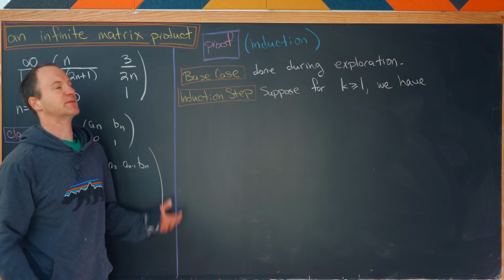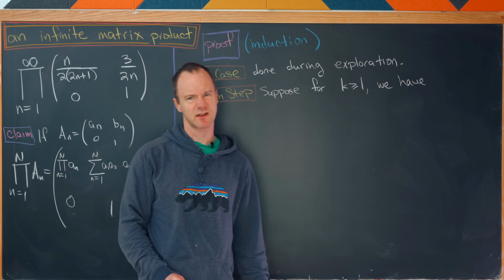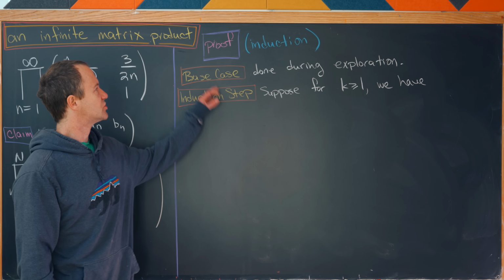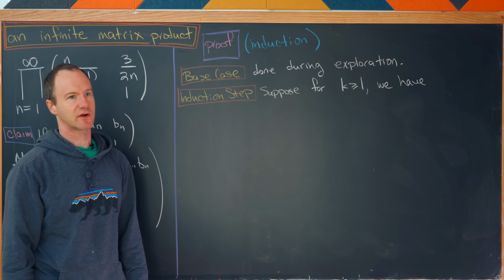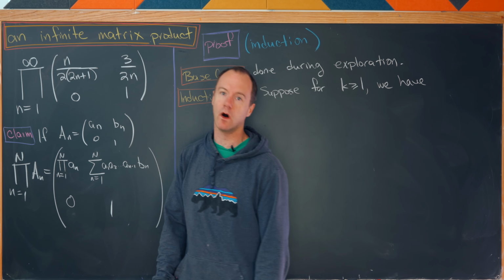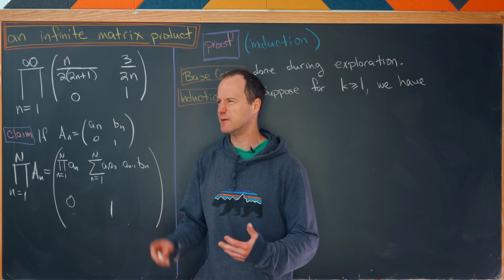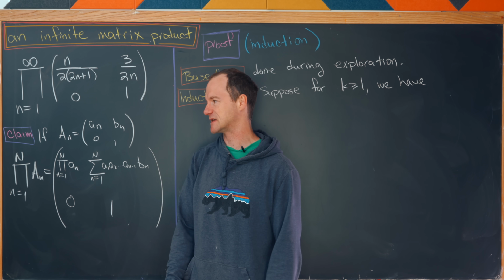So we'll use the principle of mathematical induction to prove this statement right here, this little subclaim. Our base case is already done during exploration. That would be the case where we take the product from n equals 1 to 1. Or maybe 1 to 2 if you want to see a little bit more structure, but 1 to 1 is suitable for a base case.